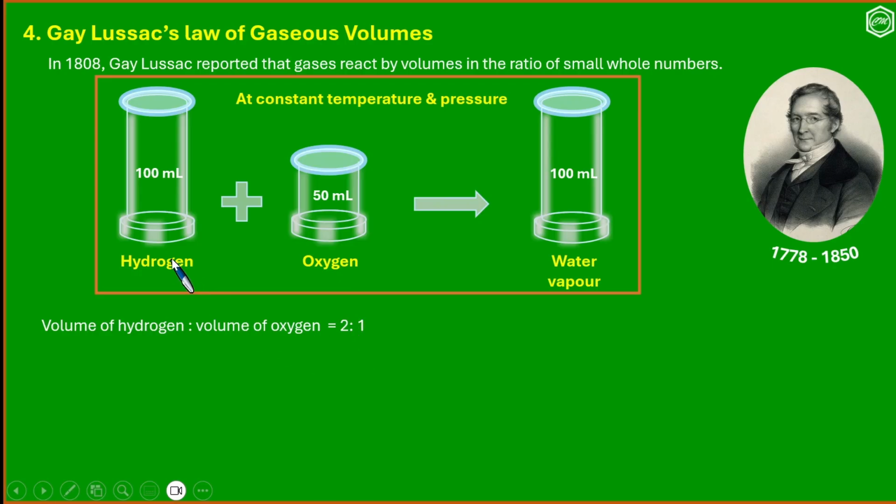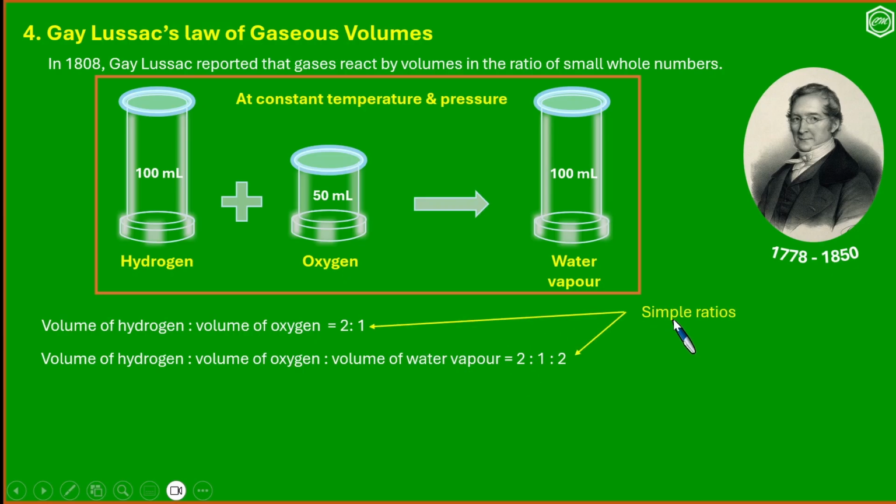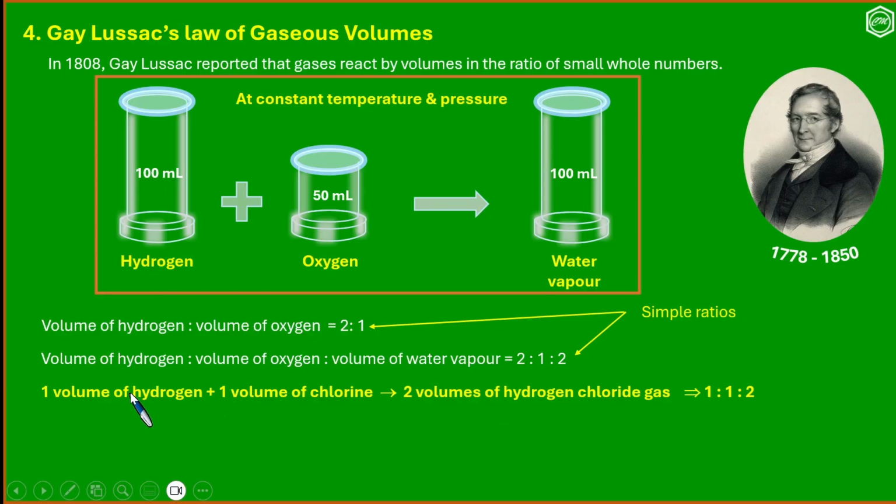Similarly, the volume of hydrogen to oxygen to water vapor, that also is 2:1:2. And these two ratios are simple ratios. Another example is 1 volume of hydrogen reacts with 1 volume of chlorine, giving 2 volumes of hydrogen chloride gas. Now the ratio of the reactants and product, that is all our gases, is 1:1:2.